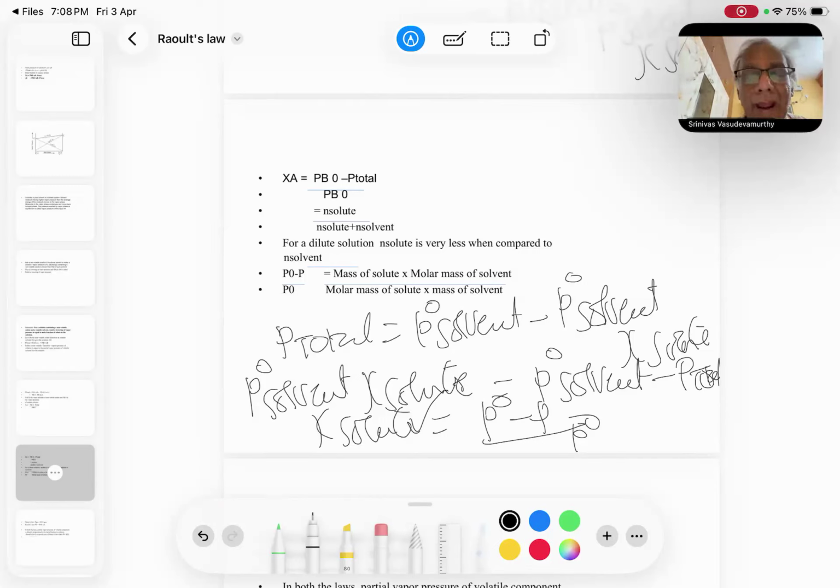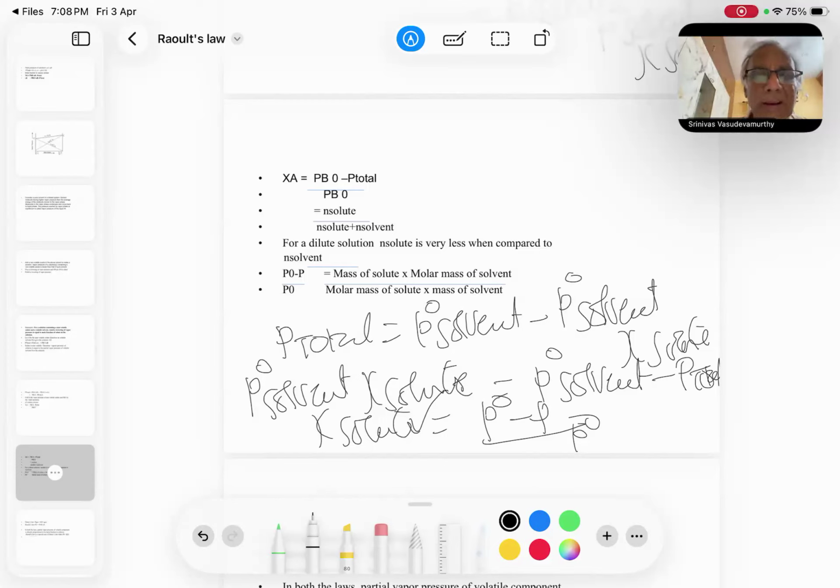Then I can write it as (P naught minus P) by P naught equal to mass of solute by molecular mass of solute, into molecular mass of solvent by mass of solvent.